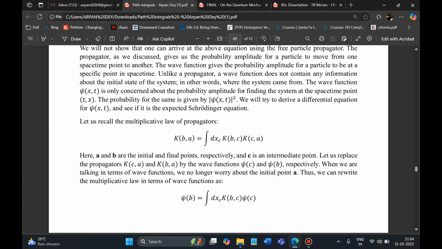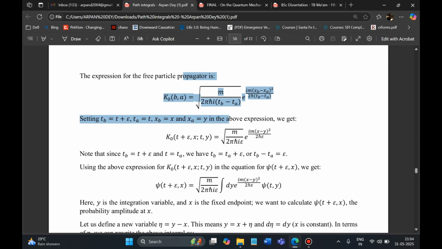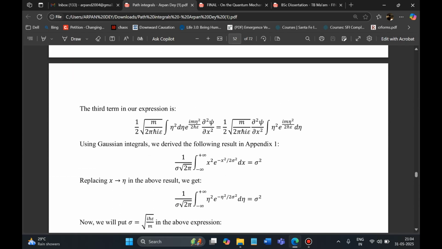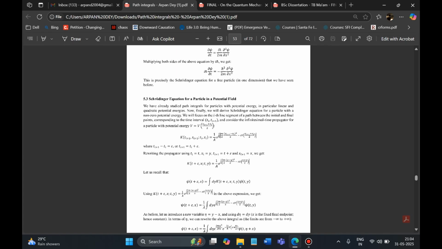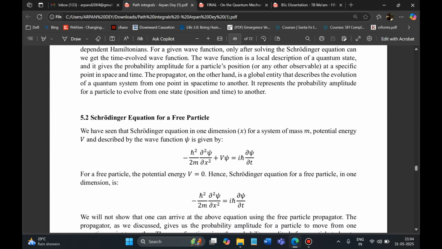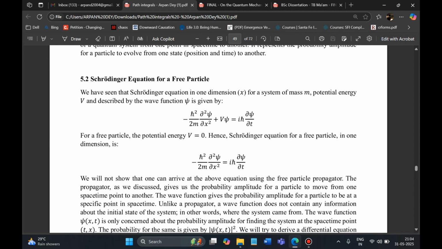So we started with the multiplicativity of propagators, and then we introduced a wave function, and then we just did some algebraic manipulations, and essentially we started with the free particle propagator, since we are doing the Schrodinger equation for a free particle, and then we arrived at this result. Schrodinger's equation is this equation, right? So for a free particle, potential is 0, so this term will not be there. So for a free particle, Schrodinger's equation is this, which we derived in the previous video.